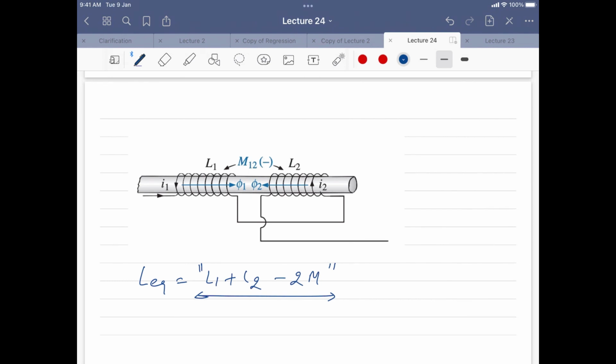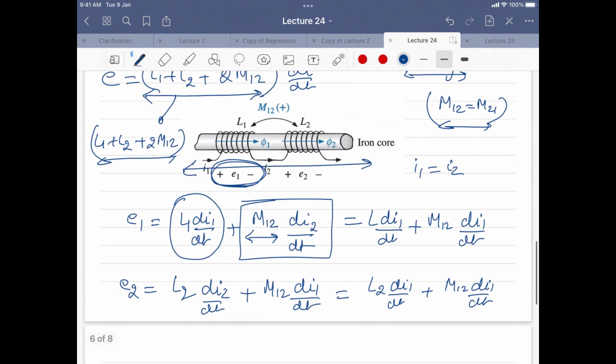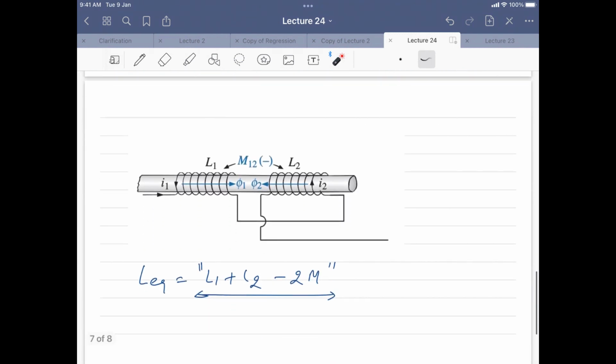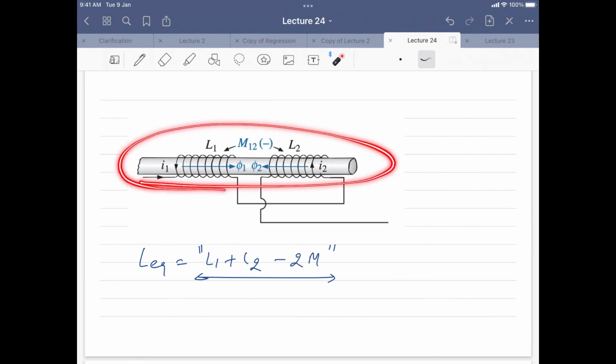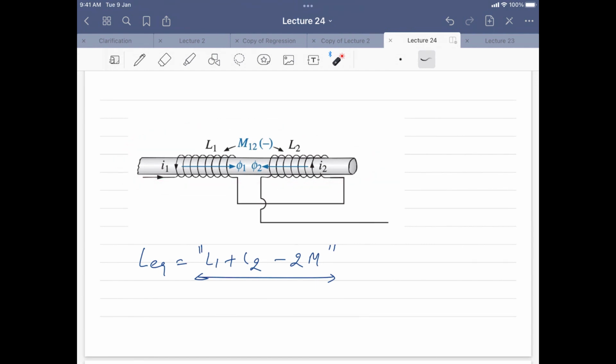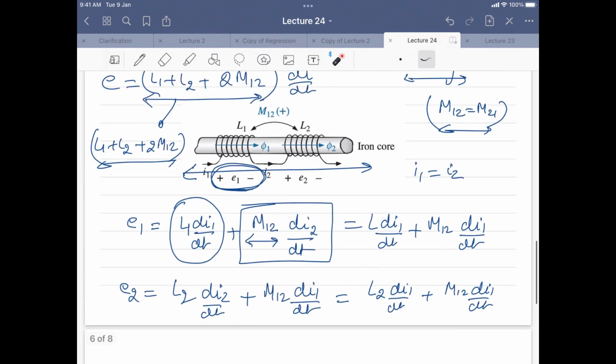So in this situation you have minus 2M. So in both these cases you can see that sometimes plus is coming, sometimes minus is coming. So we cannot draw this diagram to tell you whether the flux is opposing or actually supporting the two.